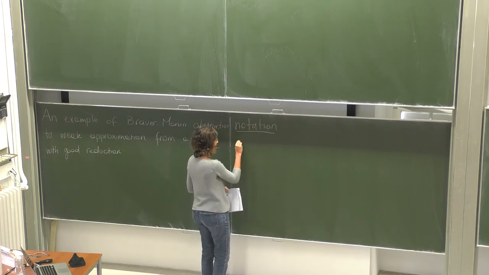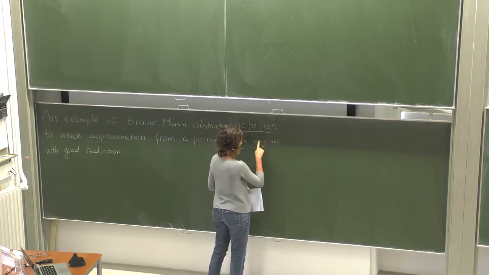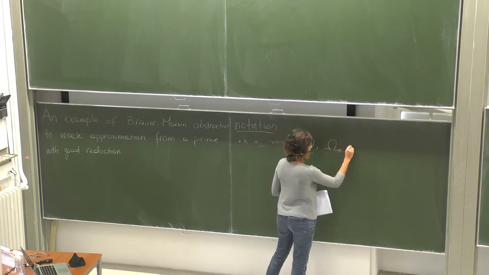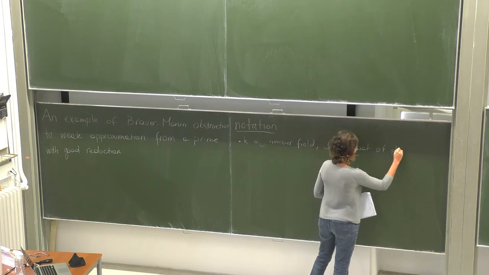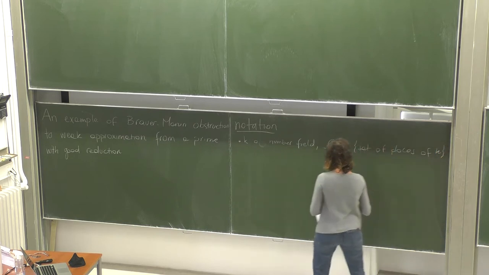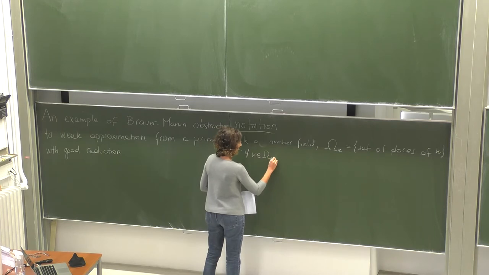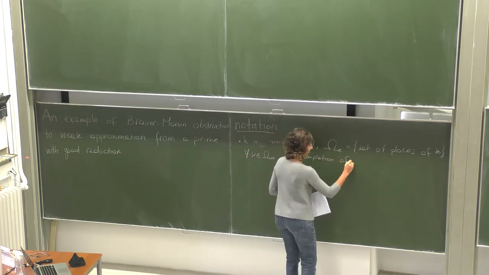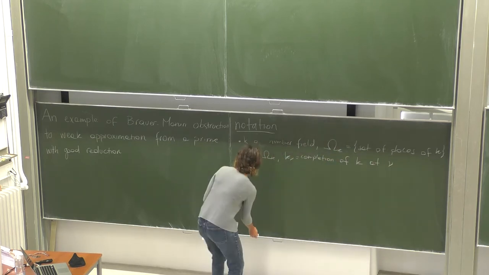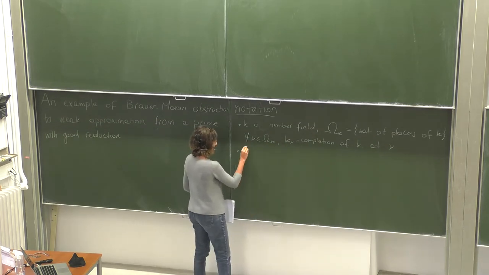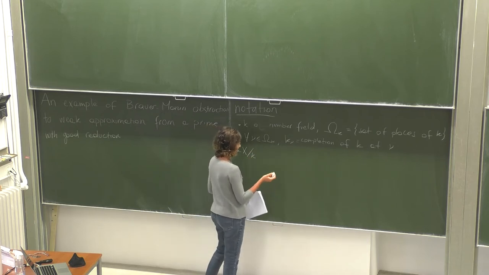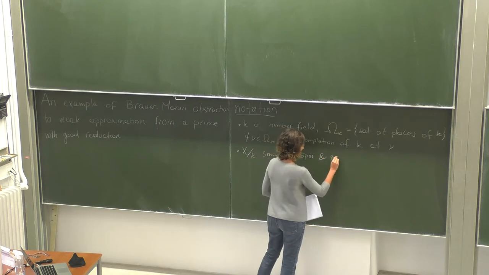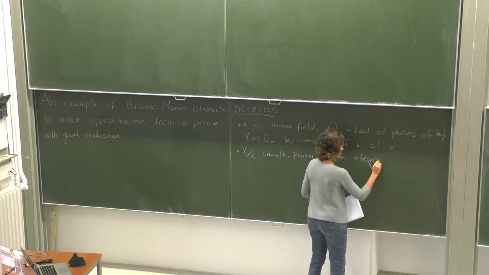During this talk, I will denote by K any number field, and by capital omega K, the set of places of K. Moreover, for every place nu, I will denote by K_nu the completion of K at the place nu. And I will denote by X over K a nice K-variety, which means for me a smooth, proper and geometrically integral K-variety.